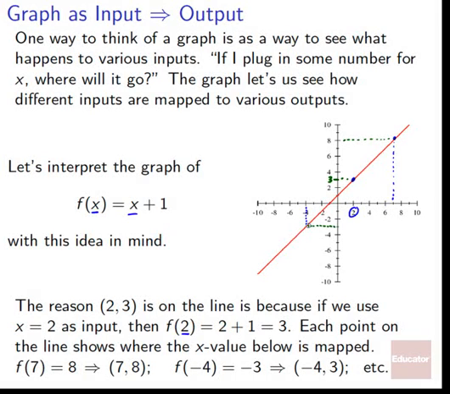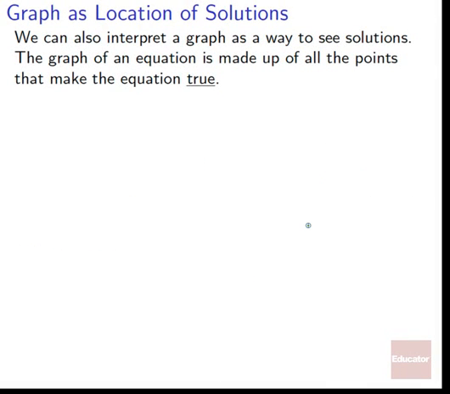We can take it in a single look. We can also think of it, though, as the location of solutions. This is another way to interpret the graph that's kind of different than that other one. They're connected, but they're also fairly different, and I think the way we think about it has a really different meaning in our head.